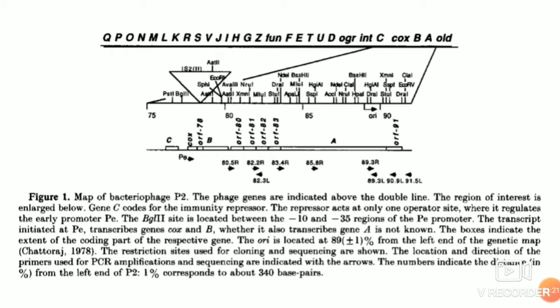Now if the COX gene is more produced, then it binds to the PC, which inhibits the production of integrase and the C gene, thereby no lysogeny. If the COX gene is inhibited, then there is production of the lysogenic cycle. During the lysogenic cycle, the P2 genome is inserted into the host chromosome and maintained as prophage.